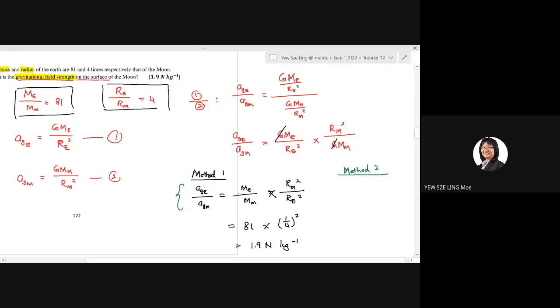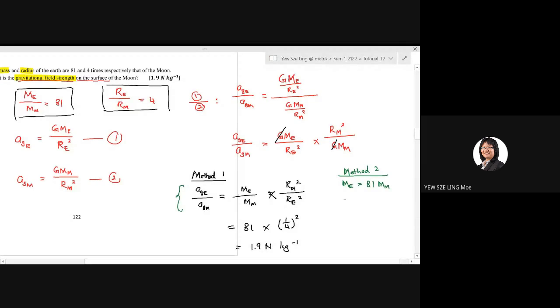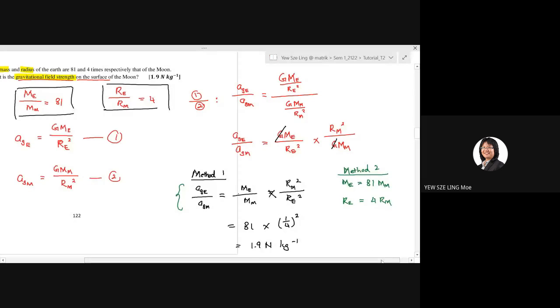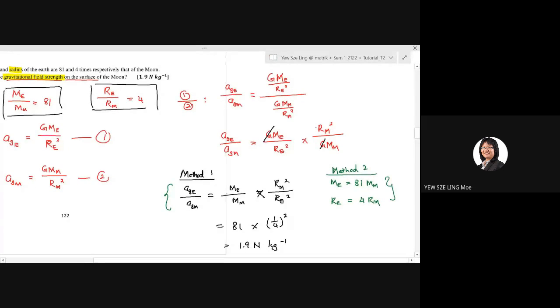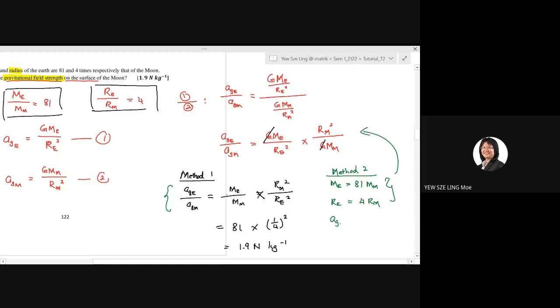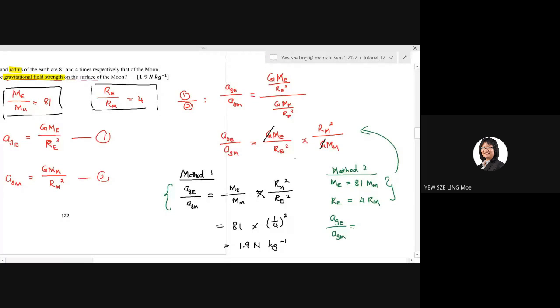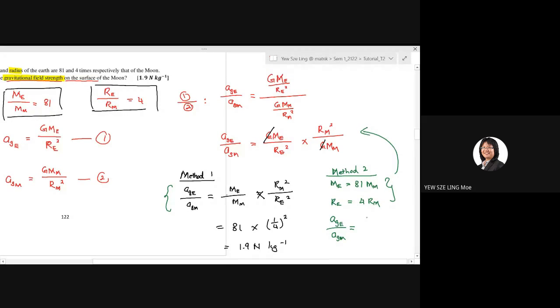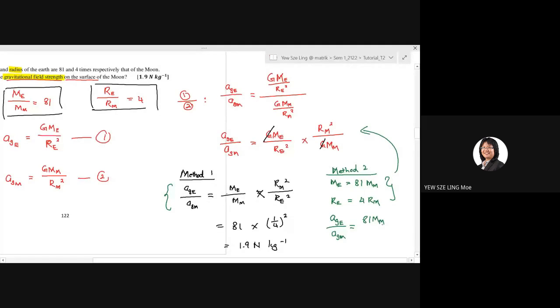Okay, so method 2, you need to rearrange the equation first. So ME is equals to 81 mm, and then RE is equals to 4 Rm. Then you sub these two into the equations above. So what are you going to get? You will get gE divided by gM equals to, now ME is 81 mm, so 81 mm divided by mm.